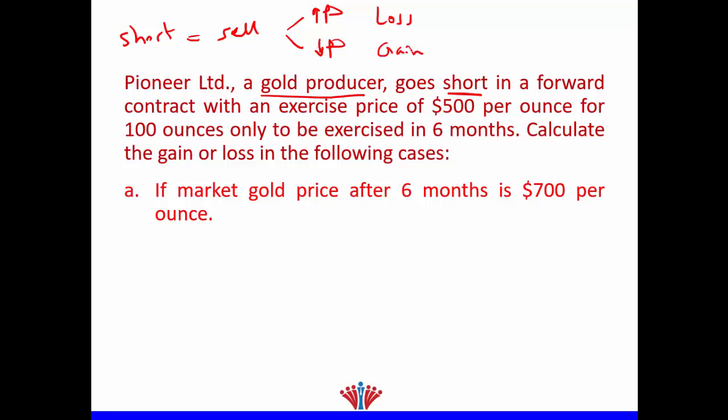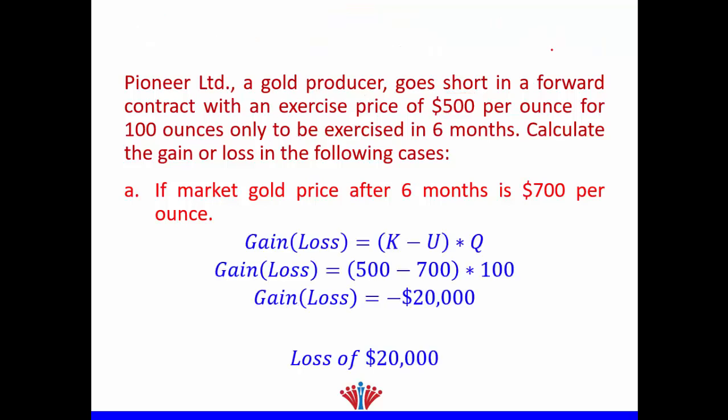Therefore, the relationship between our gain and price is positive or negative? It's a negative relationship. Every time the price decreases, your gain increases. Therefore, if we're going to draw it, it will be upward slope or downward slope? It will be a downward slope. So, in this question, we know that our exercise price, our contract price, our strike price is $500 and the quantity is 100 ounces. It will be exercised in 6 months.